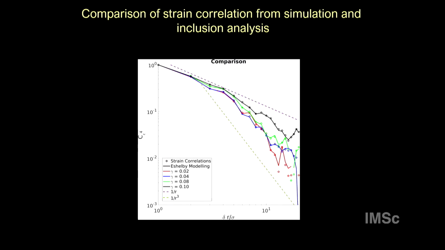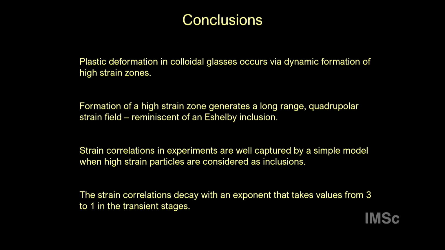Yeah, so with this I come to the conclusion of my talk. What I've shown is that plastic deformation in colloidal gases occurs via dynamic formation of these shear transformations. We can say that formation of a high strain zone generates a long range quadrupolar strain field reminiscent of an Eshelby inclusion. The strain correlations in experiments are very well captured by a simple model where we consider the high strain particles as inclusions. And what is really important here is how they are distributed in space.